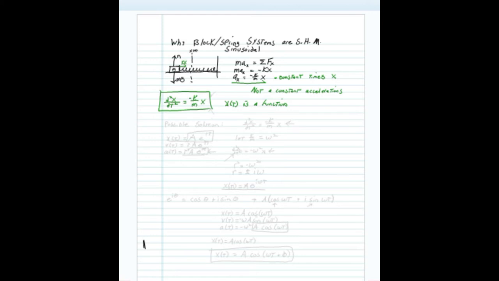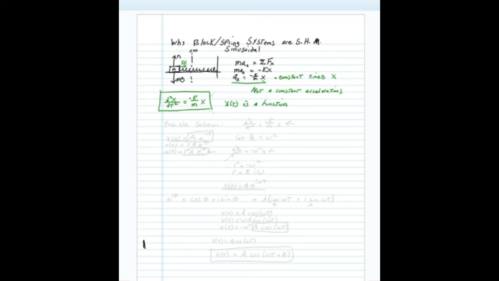All right, so you need to think about it like this. What it's saying is there is some function, x of t, such that if you take its second derivative with respect to time, you get the same function back, but times a negative constant. That's basically what this expression is saying. So if you think about what you know about calculus, what function, when you take its derivative twice, gives you the same function back?